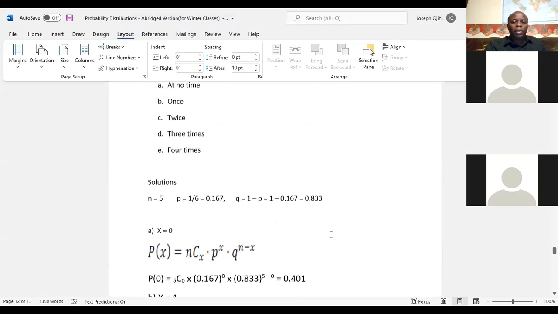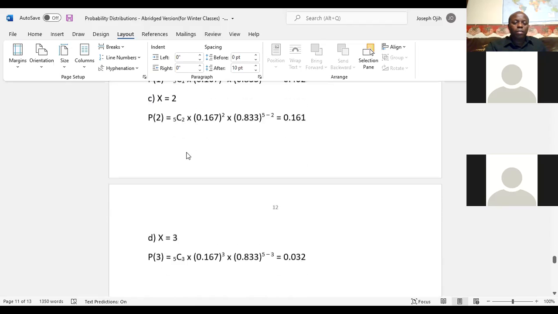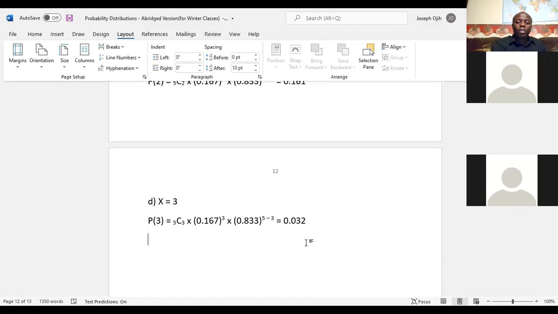Now, the last one in that section is E, 4 times. In that case, X is 4. So this is how to do binomial probability using the formula. X is 4 this time. So at P4, you just change this to 4. 5 combination 4, 0.167 raised to the power of 4, 0.833 raised to the power of 5 minus 4.